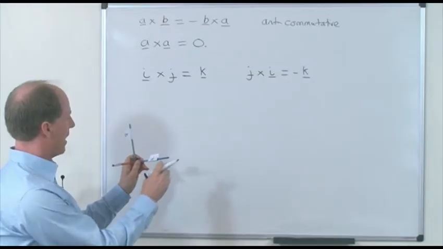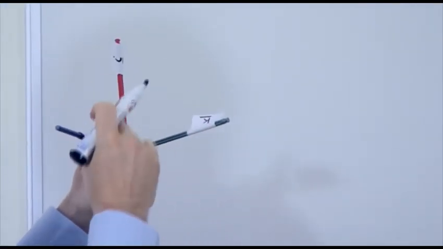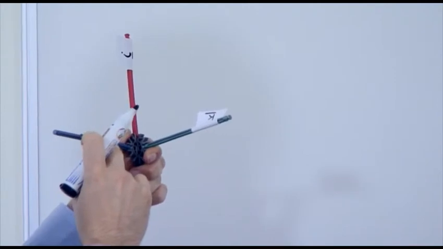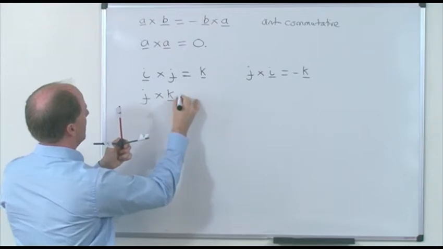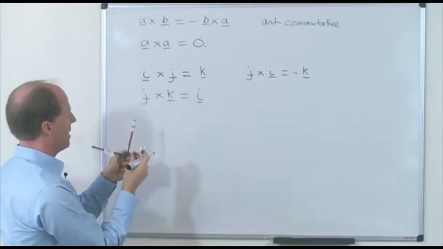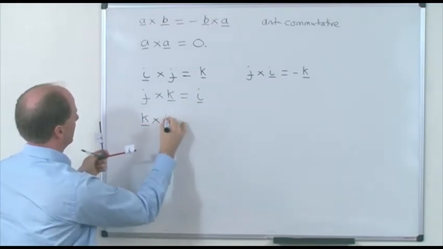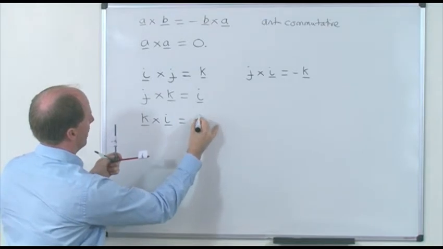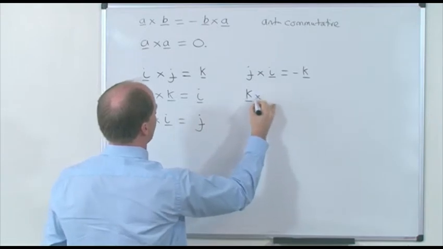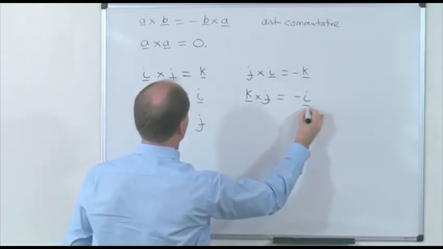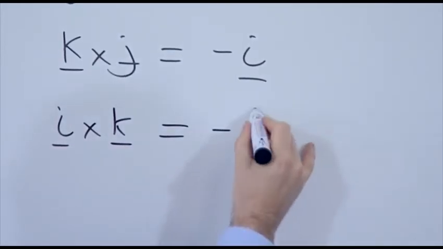So now if I rotate my axes so that the j goes to where the i was, the k goes to where the j was, and the i goes to where the k was, you can see I now have that j cross k is equal to i, and rotating again, k cross i is equal to j. And then using the anti-commutative properties, k cross j is equal to minus i, and i cross k is equal to minus j.